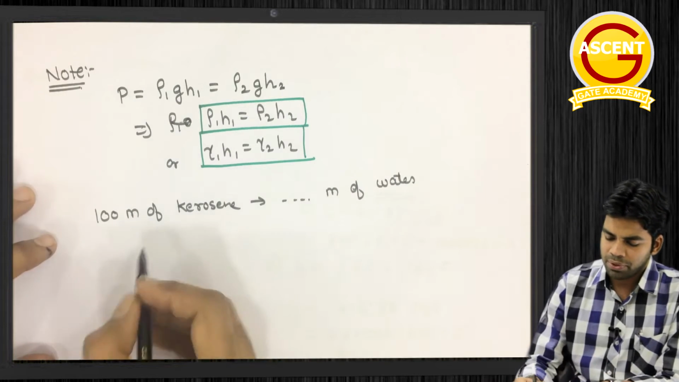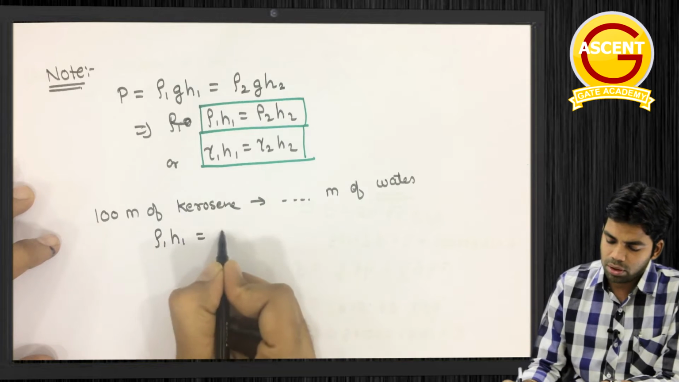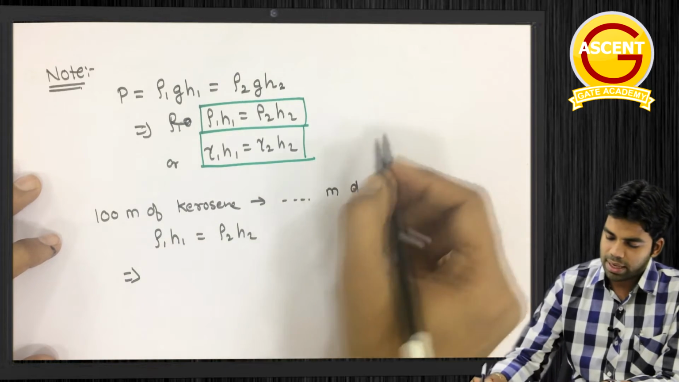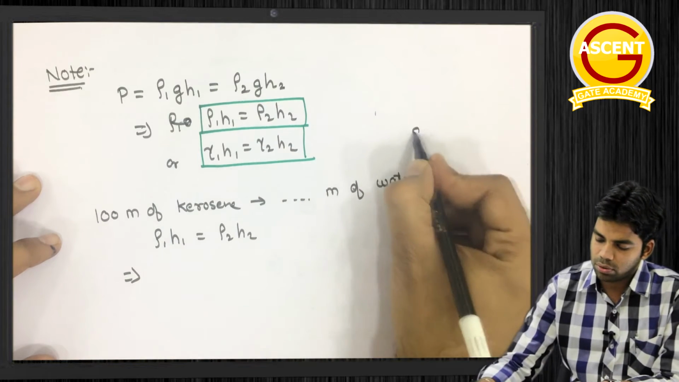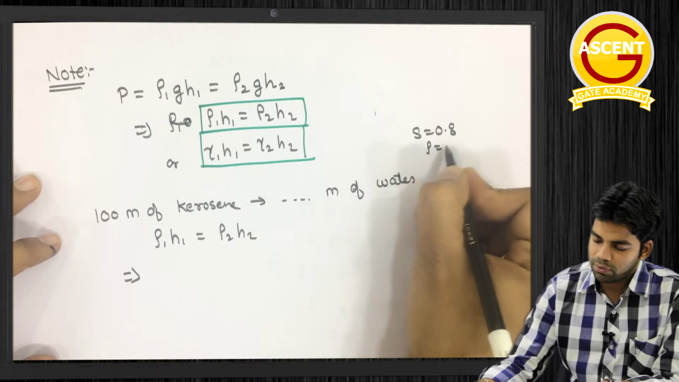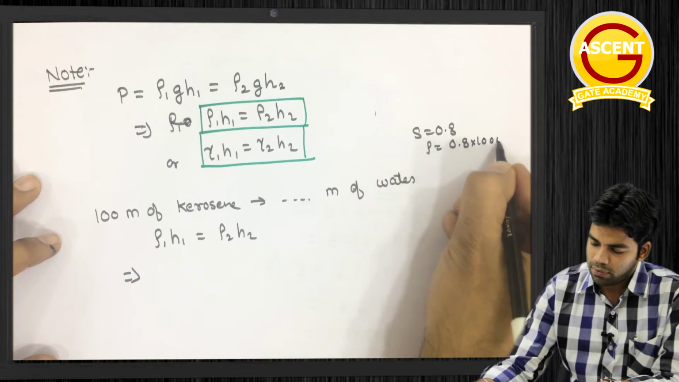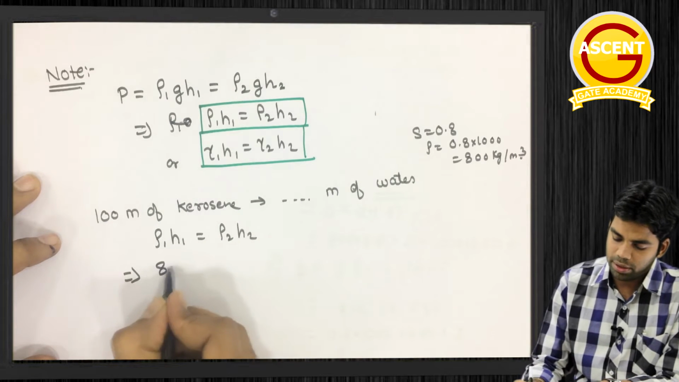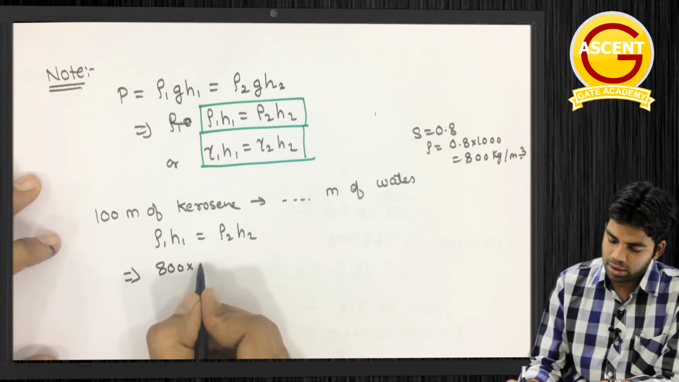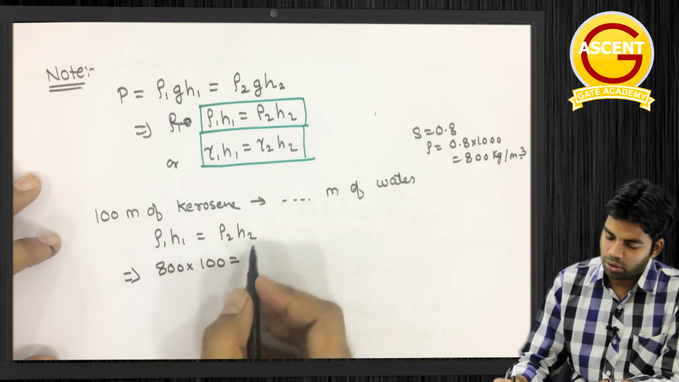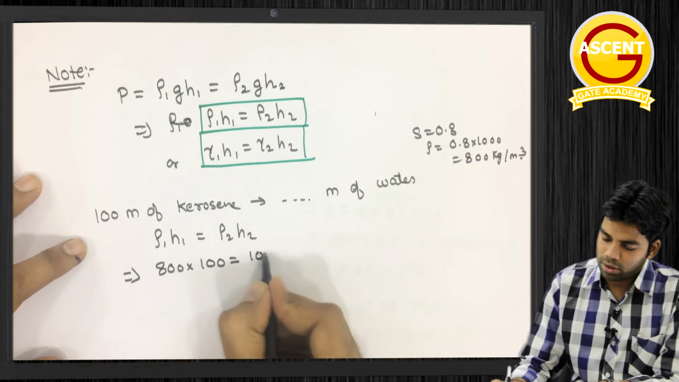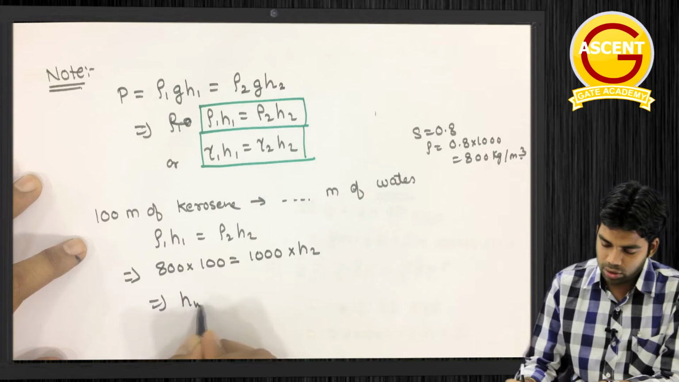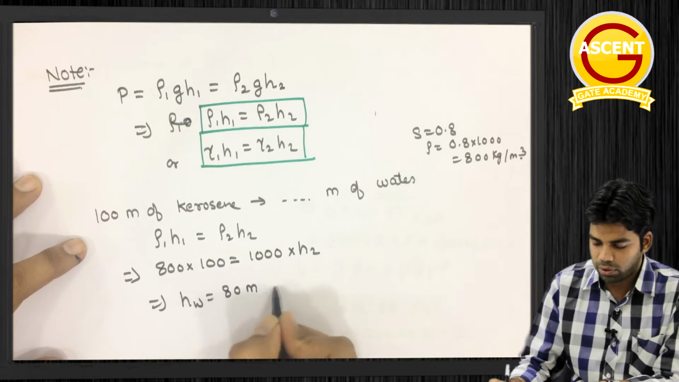Okay, so very simple, as I told you, rho 1 h1 is equal to rho 2 h2. Now for kerosene, S is equal to 0.8, so rho will be equal to 0.8 into 1000, which is equal to 800 kg per meter cube. So this will be 800 into h1, given as 100 meter, is equal to rho 2 for water, density is 1000 as we know, into h2. So from here this height of water column will be equal to 80 meter of water.